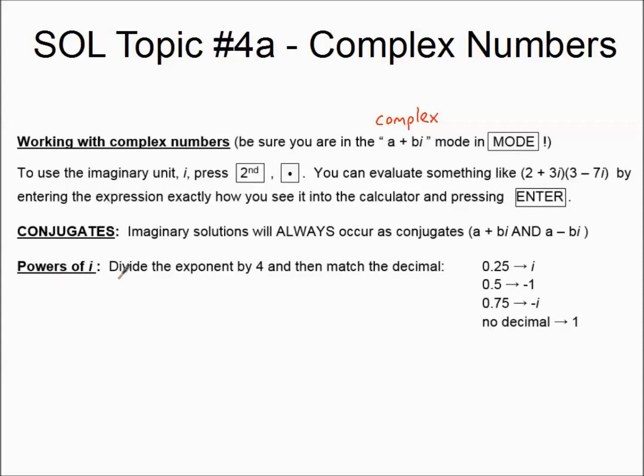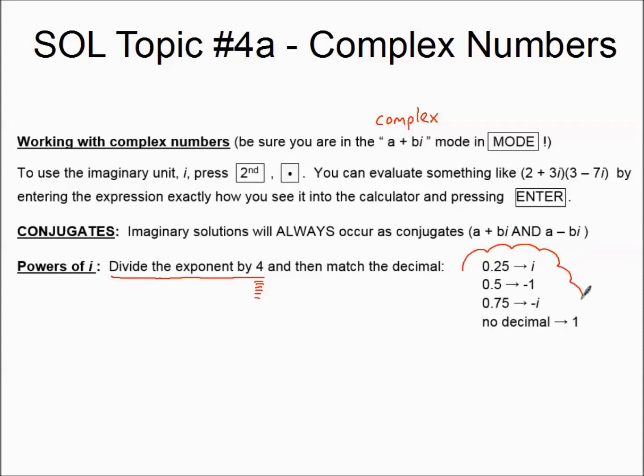Lastly, the powers of I. We're going to divide the exponent that we're given by 4, because this is a pattern of 4, and we will match to one of the following 4 decimals. When we divide the exponent by 4, if we have a decimal of 0.25, that is equivalent to I. A decimal of 0.5 is equivalent to negative 1. A decimal of 0.75 is equivalent to negative I. And if 4 goes in evenly to our exponent and we have no decimal, that is equivalent to 1.